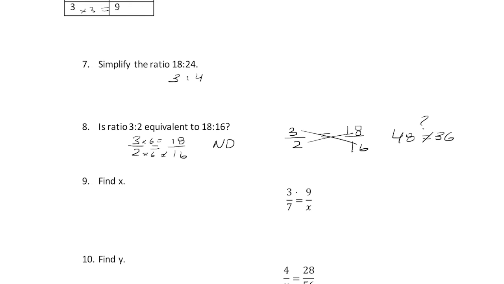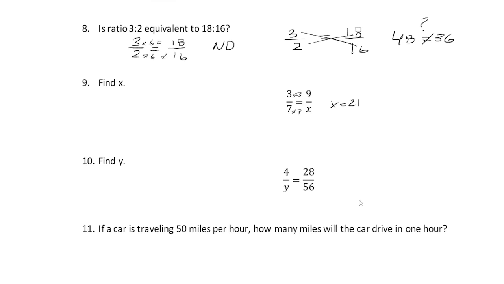Now for 9, we want to find x. So a quick, easy way to do that is say, okay, 3 times what is 9? Well, that's 3. So that means 7 times 3 is x, which is 21. Now for 10, we do the same thing. 4 times what is 28? That's 7. That means y times 7 is 56. So in other words, 7y is 56. y has to be 8.